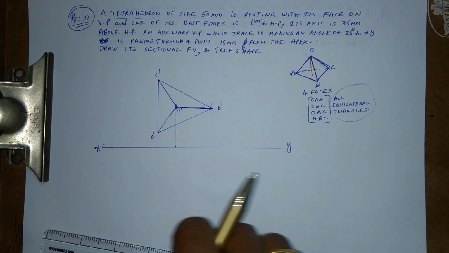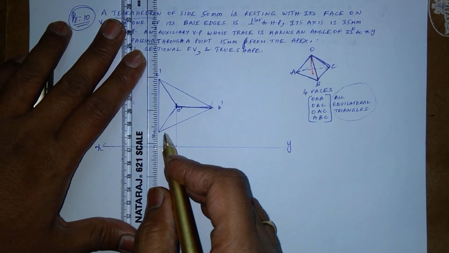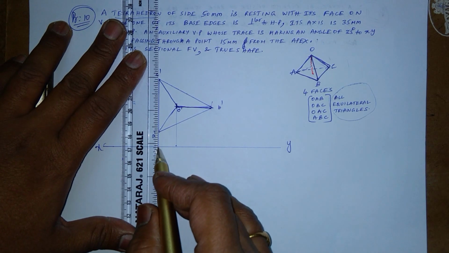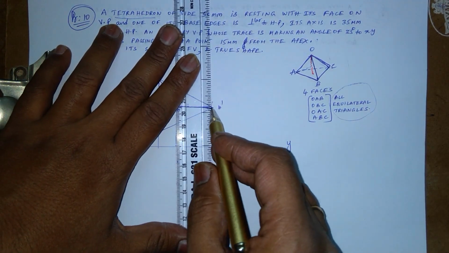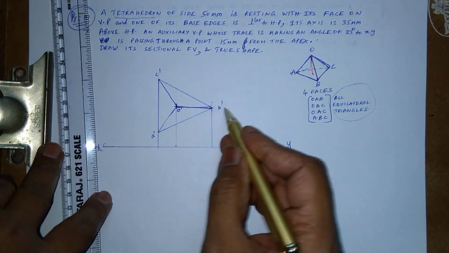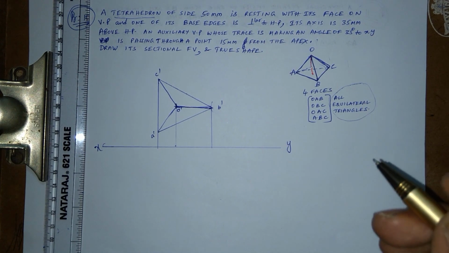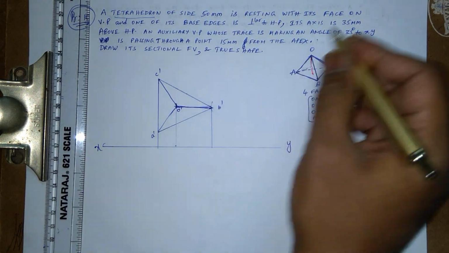Now, let me get the height of the axis. I don't know the height of the axis in this case. So it's a tetrahedron, like I told you. The height is not given. But the only point what we know is this OB is parallel to the XY line. Okay, OB is parallel to the XY line. And this side is given as how much?